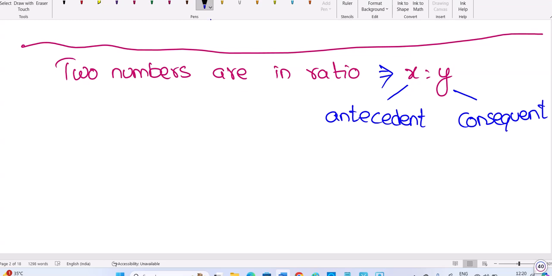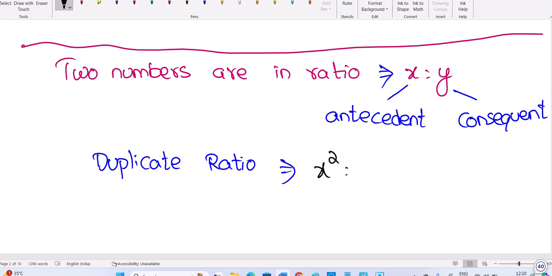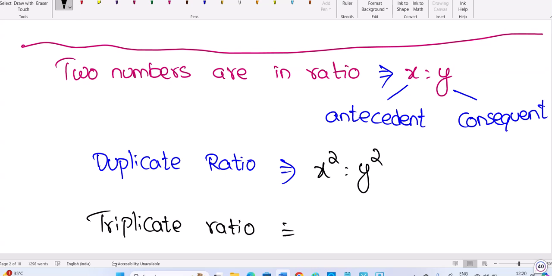For x and y, which are the basic ratio, if they ask for the duplicate ratio, you are supposed to find x square, y square. Duplicate: x into x, y into y. Now I hope everybody can guess what the triplicate ratio is. It is x cube and y cube. Good. Next, subduplicate and subtriplicate ratio.